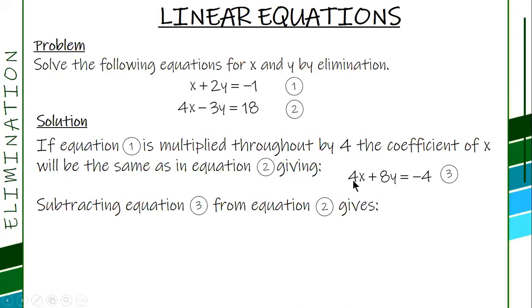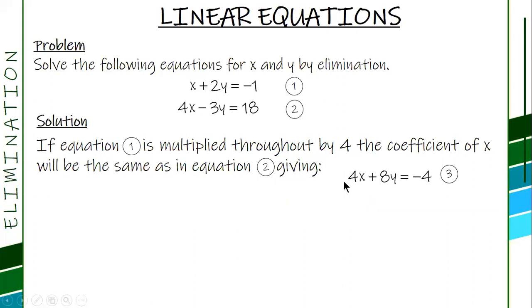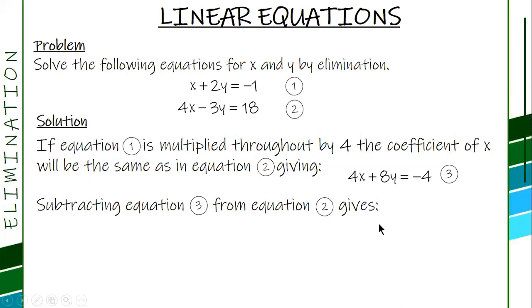Sorry. Ang equation 1, multiply ito 4. 4 times x, 4x. 4 times 2y, 8y. 4 times negative 1 is negative 4. This will be our equation 3, no? And then, okay. Subtracting equation 3 from equation 2 gives, okay.